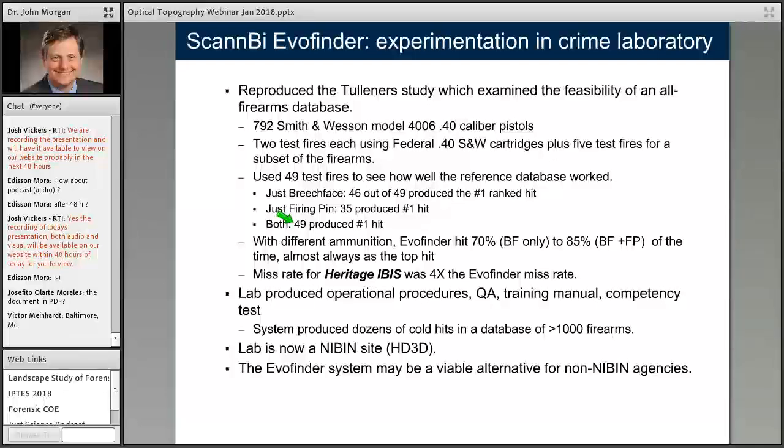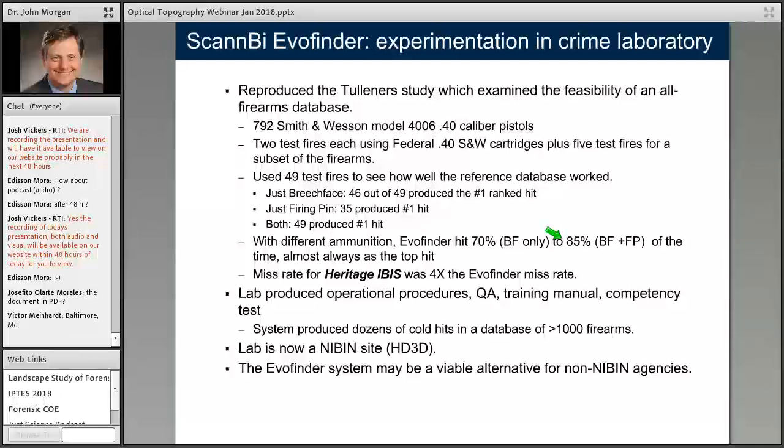Now, you'll see with all of these kinds of systems, and this is not just with optical topography, this is a general issue in firearms examination, when you bury the ammunition, that's when it gets hard. And when they did that, they still, however, got 85% matches at the top hit if they accounted for both the breech face and firing pin impression. That is 4 times better than what the Heritage IBIS system was.